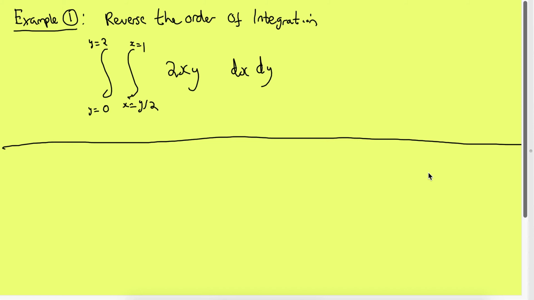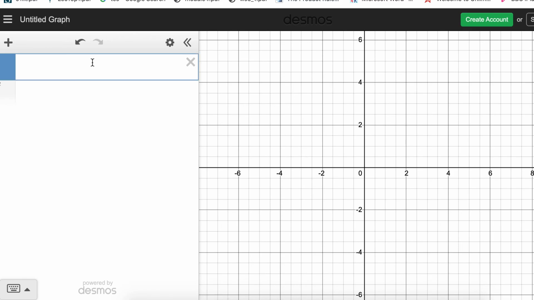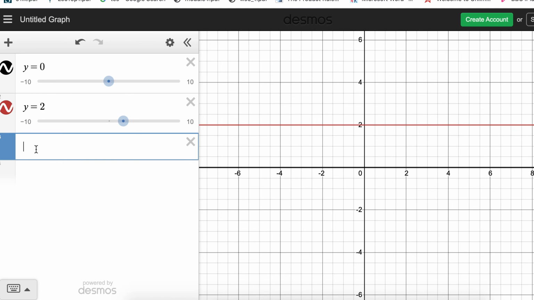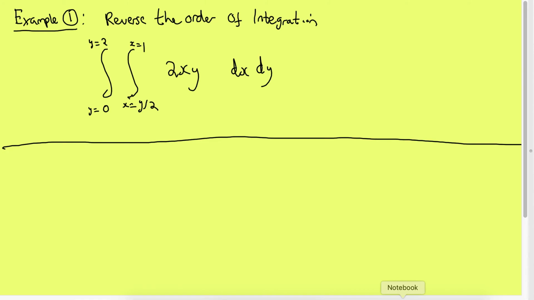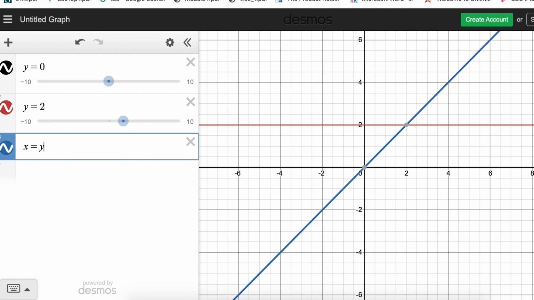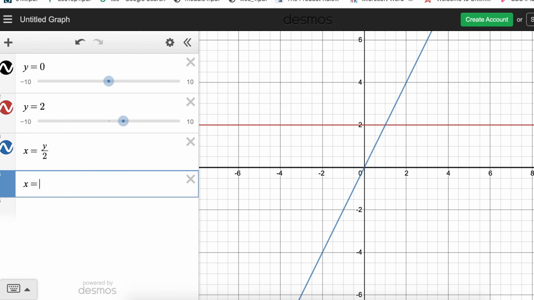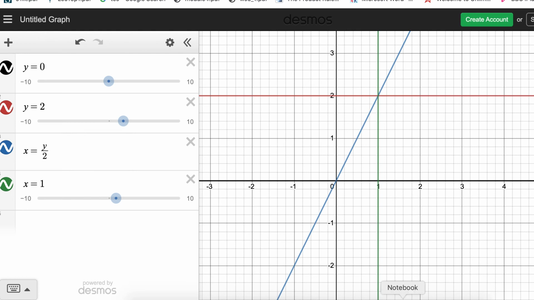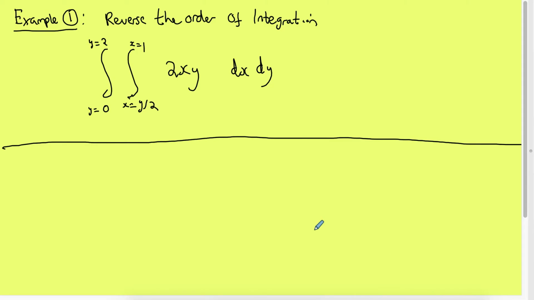As I said, you'd then be given a diagram of this region, but instead of doing that, I'm going to put these limits in and draw it using that graphing software. So let's have a wee look. We've got y equals 0 and y equals 2. Then it was x equals 0, I think it was. No, x equals y over 2, and x equals 1. So let's zoom in. This is my region here. I'm going to copy and paste this over onto my sheet. As I said, you'd be given this in your exam.